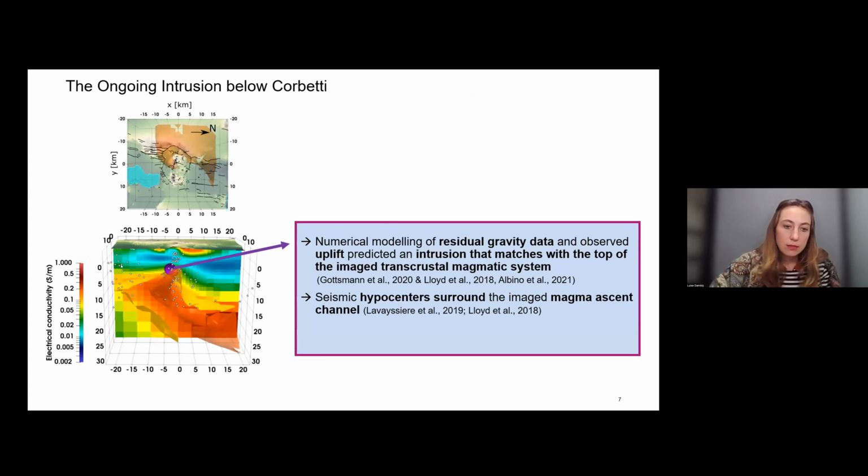Also, the seismic hypocenters that I plotted here from Lavoisier in white, they really surround the channel and do not lie within it. So it would make sense that this is a ductile region.